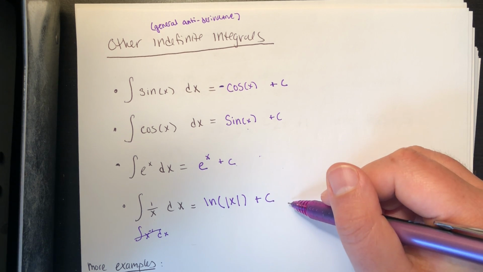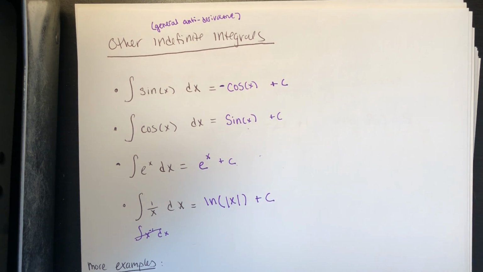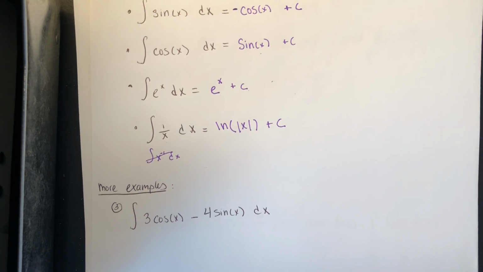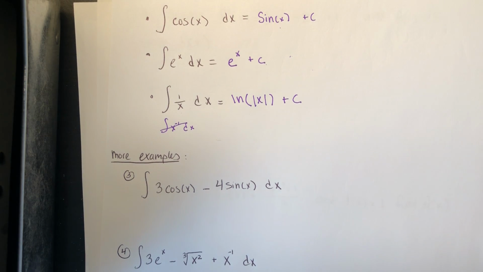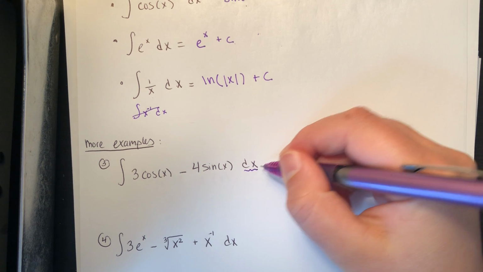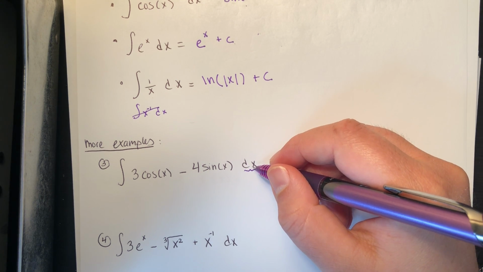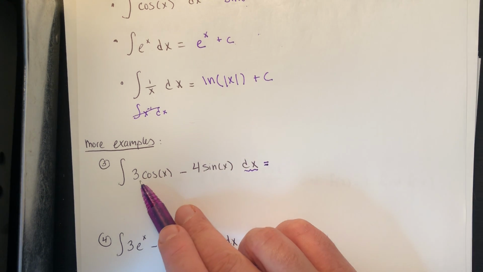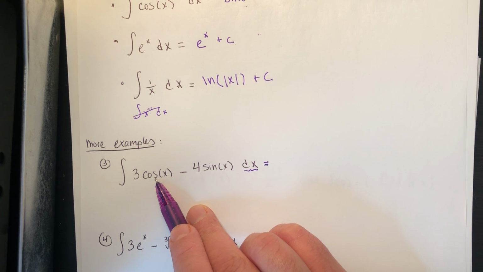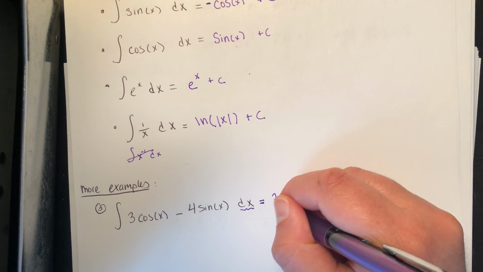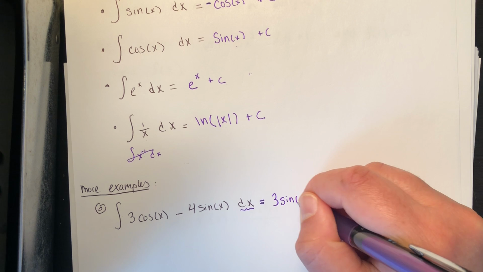Okay, so using this we can do a few more examples. Let's say we wanted to find the antiderivative of 3 cosine of x minus 4 sine of x dx, right? This dx, remember, is just saying with respect to x at the end. So let's take it one piece at a time. We know that the antiderivative of cosine is sine. We did that up above. And so the 3 just comes along for the ride, and you have 3 sine of x.